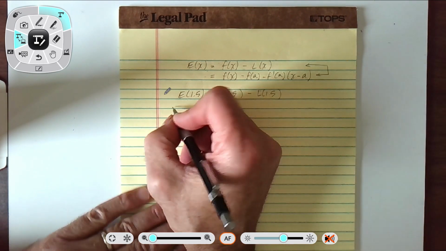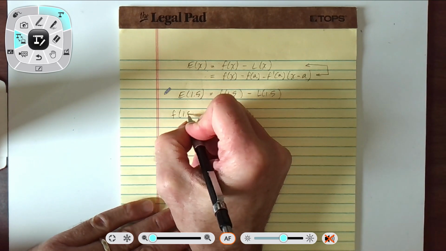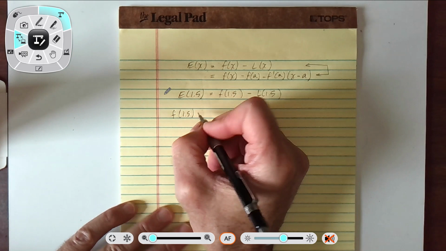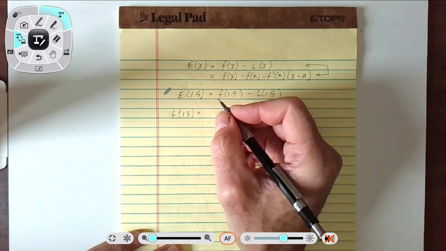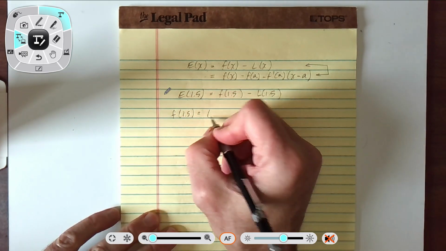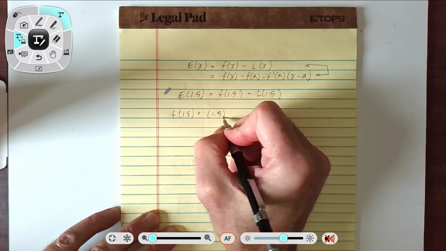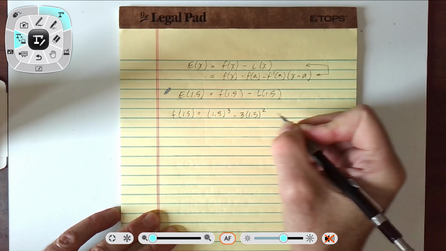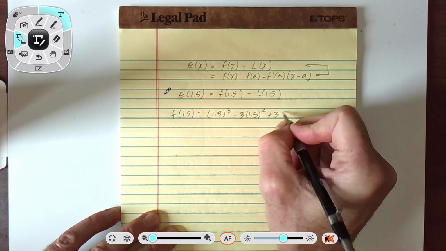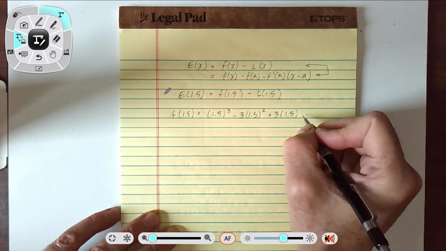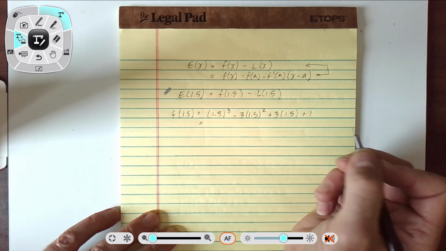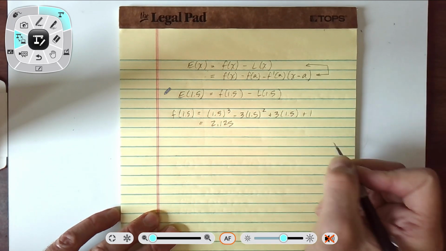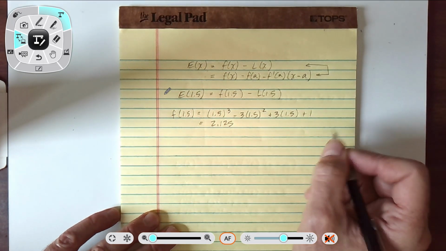So let's try to find out first what f of 1.5 is. So what does f of 1.5 look like? Well, we know what f of x is, right? It's x to the third, so 1.5 to the third, minus 3x squared, so 1.5 squared, plus 3 times 1.5 plus 1. And so the number I get out when I do this on my calculator is 2.125. So that's the value of the function at 1.5.